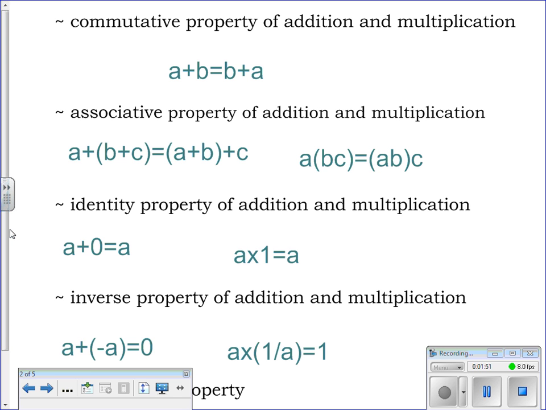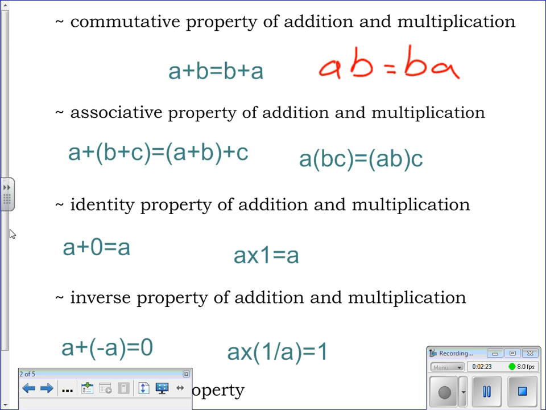Oh, I forgot to put the commutative property of multiplication on there. I have the one for addition. I do not have the commutative property for multiplication, which is A times B equals B times A. Commutative. When you commute to work, you move. So the commutative properties are properties of movement. You're moving the objects. Does that make sense?